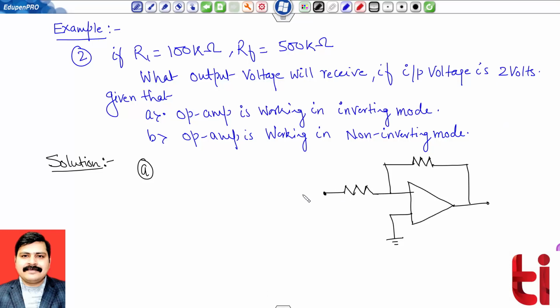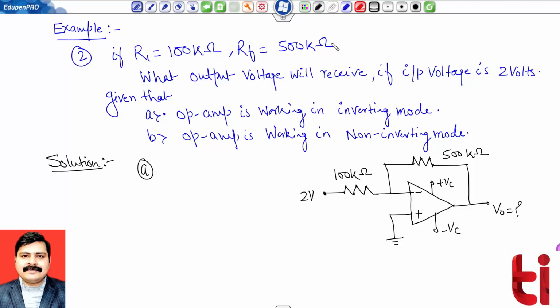So a 2 volt input is given. Series resistance is given as 100 kilo ohm, and I have used a feedback resistance of 500 kilo ohm. This is my inverting and non-inverting terminal. Supply voltage is plus VC and minus VC. We have to find this output voltage V0.